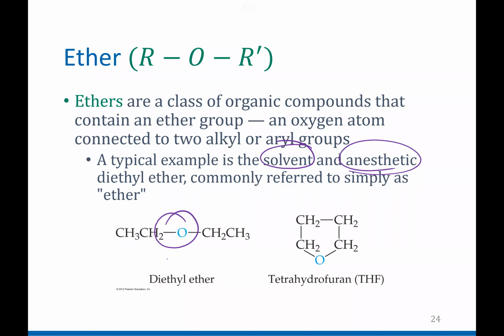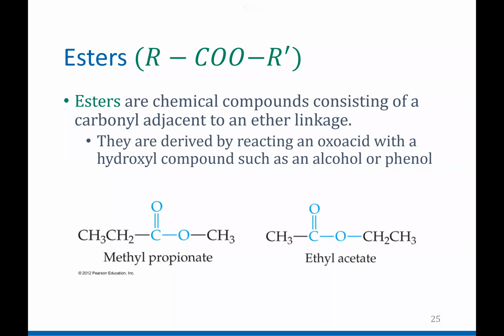So ethers are inside carbon chains. Esters are just like ethers, but they would be combined with a ketone. So they would have a double bond to an oxygen and a single bond to an oxygen inside the carbon chain. Again, I'll show you a summary of all of these in a minute.